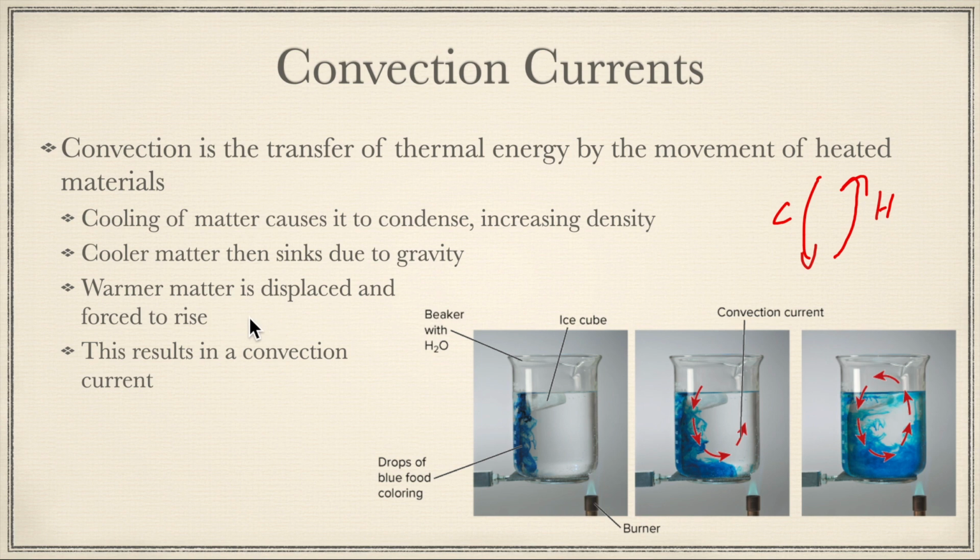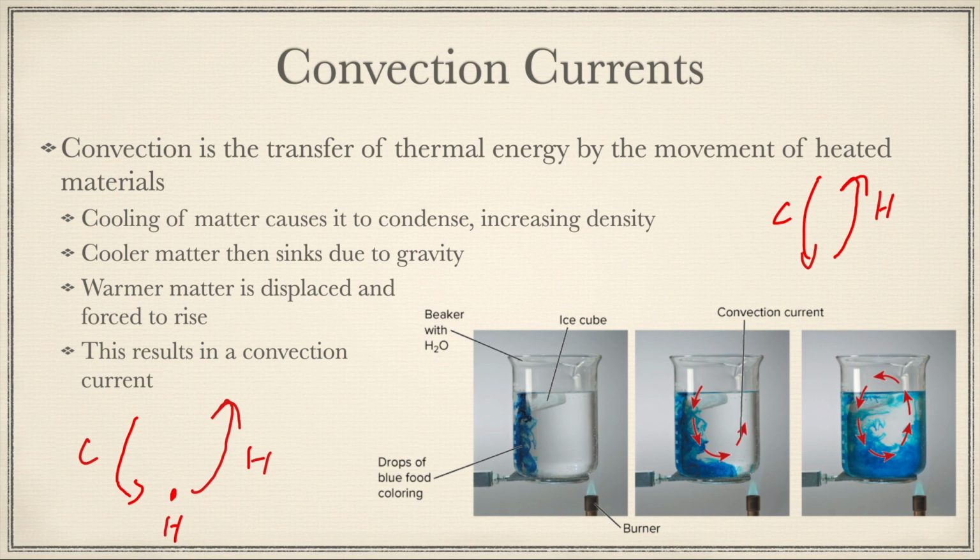Now, as this cooler air gets pulled down, or this cooler matter gets pulled down, the warm matter basically gets pushed up. So our hotter air, for example, will get pushed up. And this basically results in a convection current.